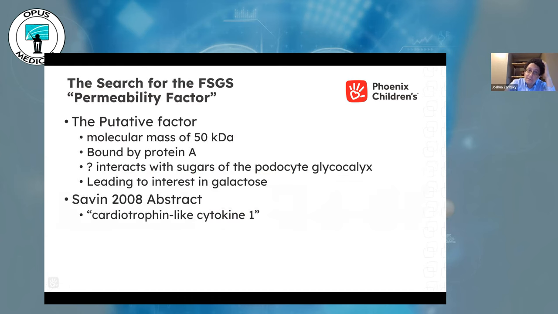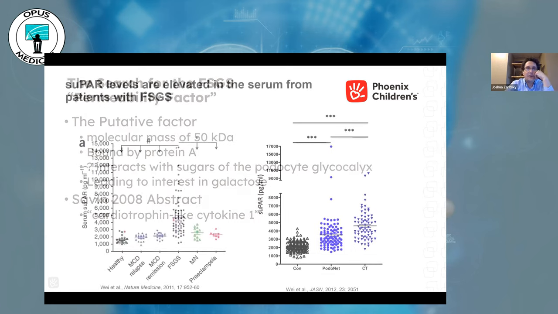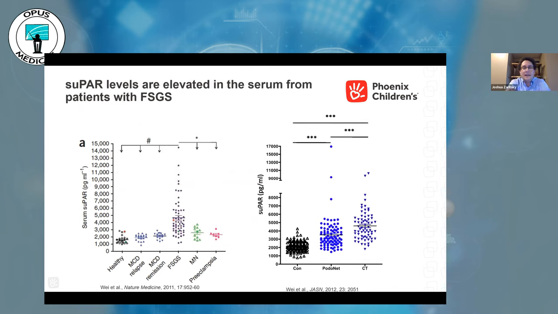So what about this search for the permeability factor for FSGS? Really, the Savin lab worked for quite a while trying to find it. And really, the trail has gotten cold. We got very excited a couple of years ago looking at suPAR as the possible permeability factor. Initial studies suggested that patients with FSGS had very high levels of suPAR.